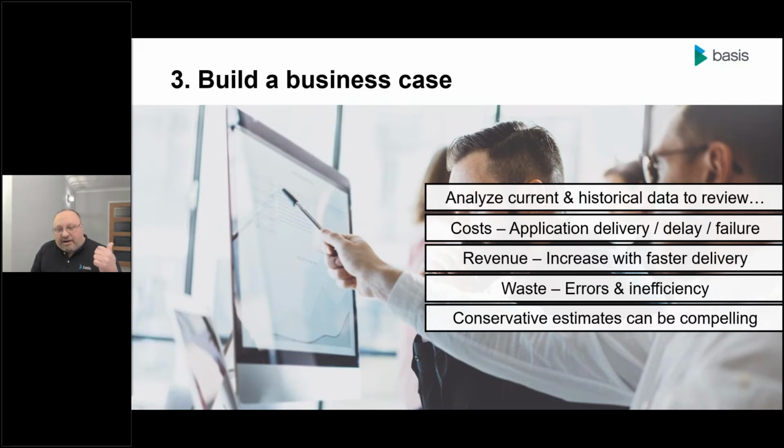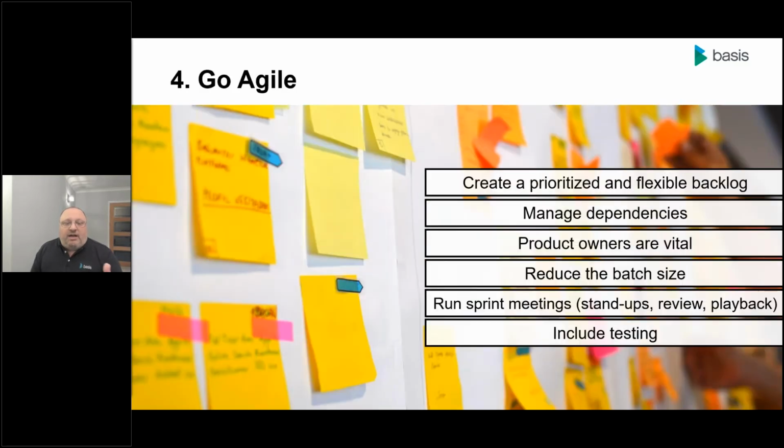So, we've got our approved business case. We need to actually get on and start doing something. And the first thing we want to do is go agile. So I mentioned agile methodologies earlier, and obviously they can be different. But one of the common themes is to break down our requirements into much smaller chunks of work. Normally they're called user stories. These user stories are then put into a backlog and prioritized.